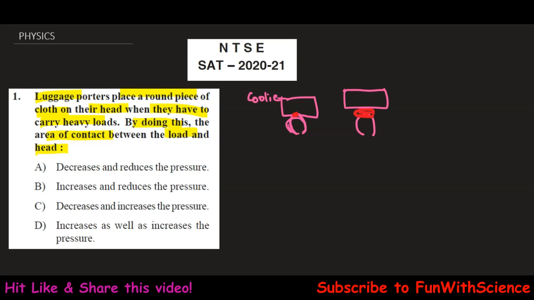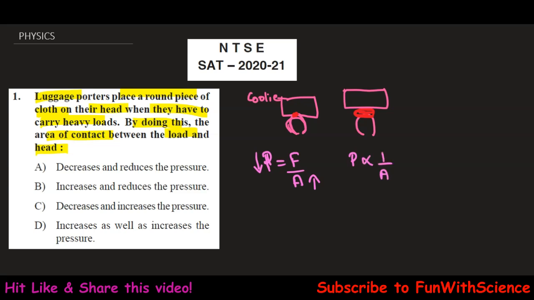So now the area of contact increases, what happens to the pressure, right? We know that pressure is given by the formula: pressure is equal to force applied per unit area. So now if we increase the area, what happens to the pressure? The pressure should definitely decrease because these are inversely proportional. I can write pressure is inversely proportional to area of contact.